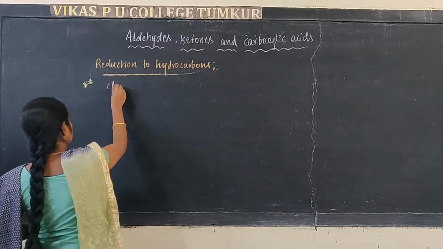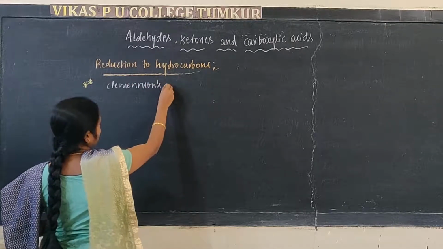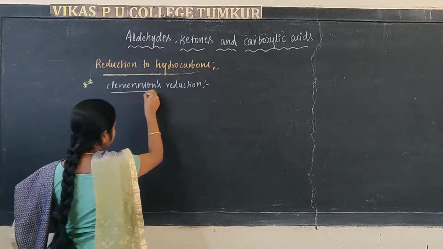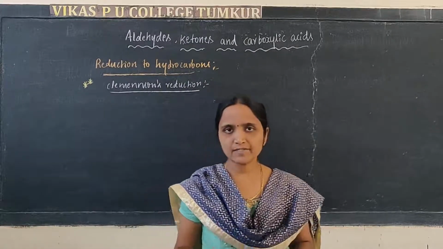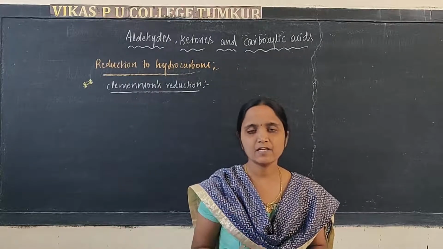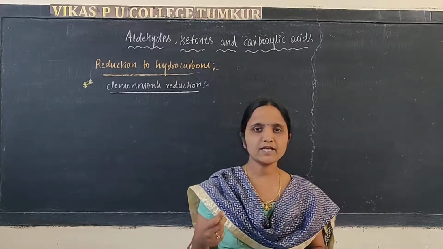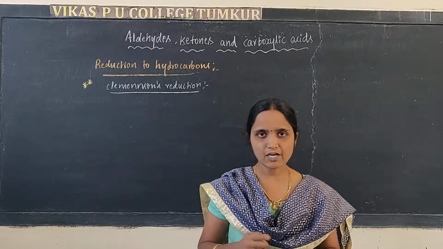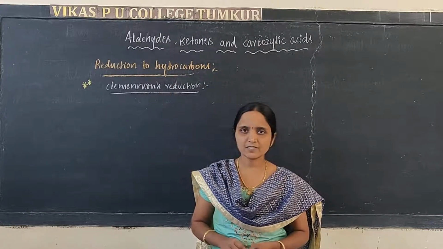Clemmensen reduction. Here, aldehydes and ketones react with zinc amalgam in the presence of concentrated HCl. They get reduced into the respective hydrocarbons. This reaction we call the Clemmensen reduction.